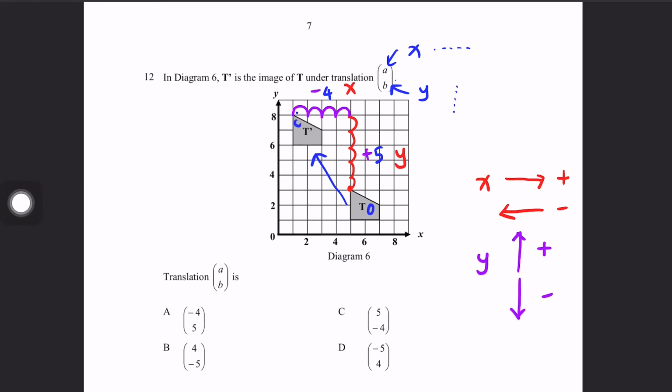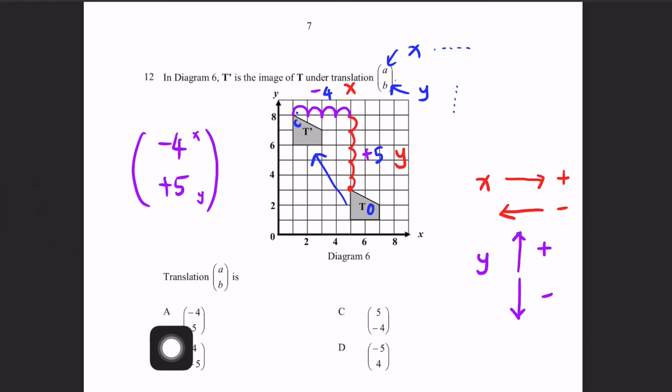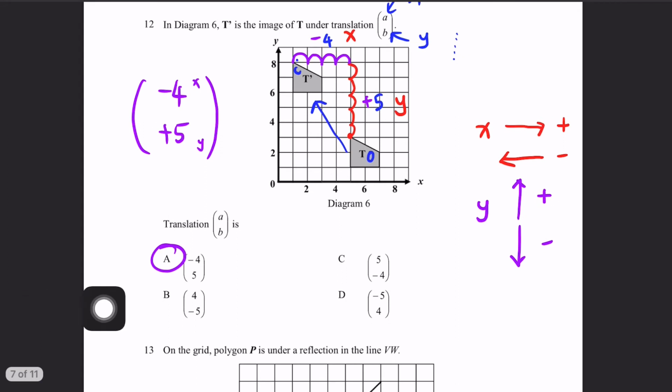Okay. So, kena ingat, kita ada translation tadi kan. The first one is X, the below one is Y. So, X kita adalah negative 4. Y kita adalah plus 5. Okay. So, our answer is negative 4, 5. A.